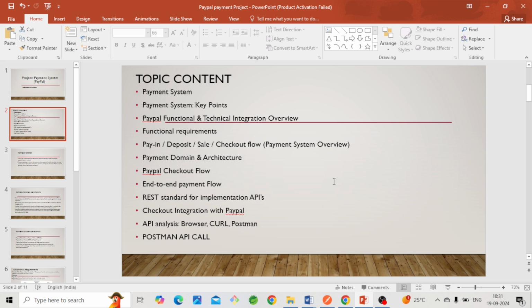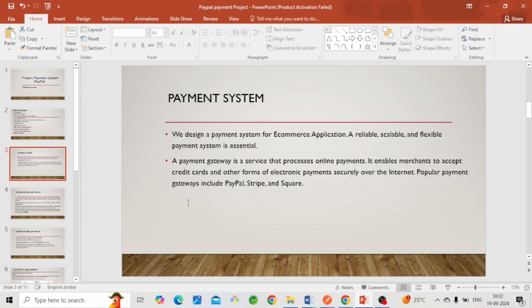So lastly, we will make an API call on Postman. So these are today's topic contents. Now one by one we will discuss. First we will see what is meant by the payment system. Before going to the integration part, that API call, first we will understand what is meant by the payment system.